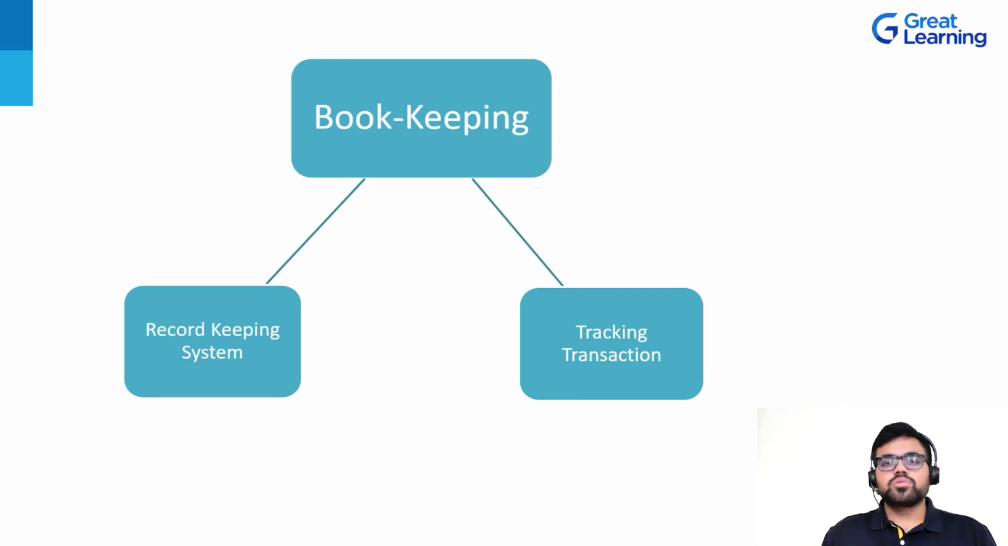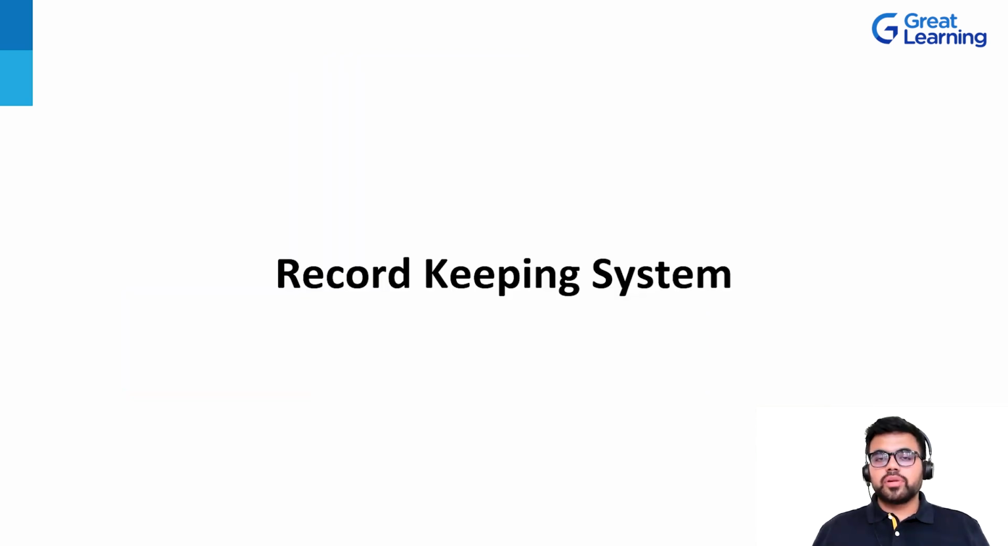And the second part is to track these transactions. Now, the transactions can be a lot of different types. It can be complex transactions. It can be a very straightforward, one-on-one exchange of money transaction. So to know all those transactions, you need to know what are the types of basically tracking those transactions. So we'll know that coming forward. So let's get started. The first phase that we'll be talking about is record keeping system.